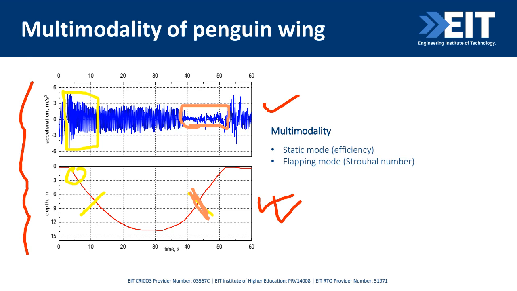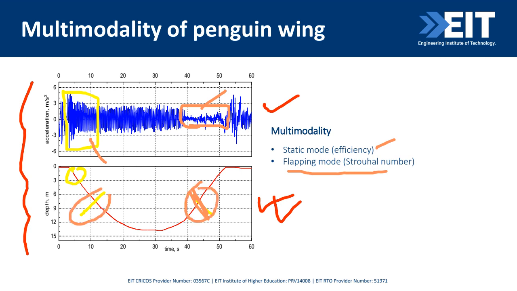So that is basically what I mean to say. The first phase, the descending, is the flapping mode, and the next phase, the ascending phase, is the static mode of the flipper. So I had to deal with both of them. The flapping mode is in the first phase, and the static mode is in the next phase.